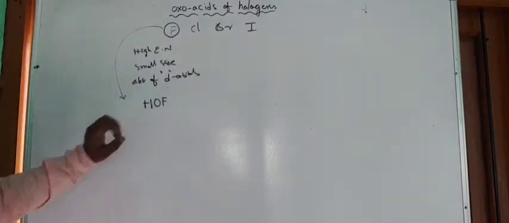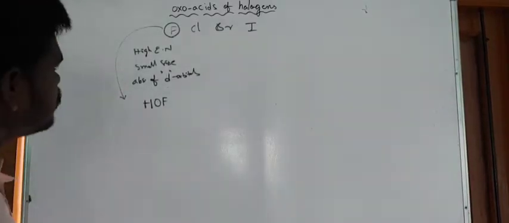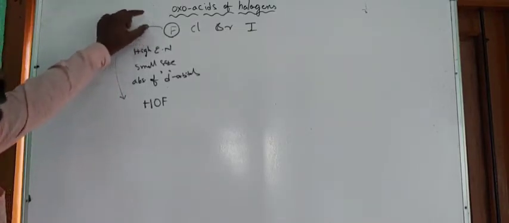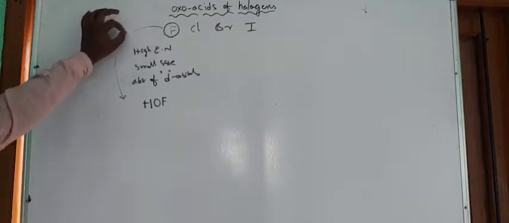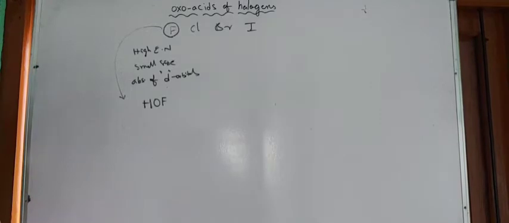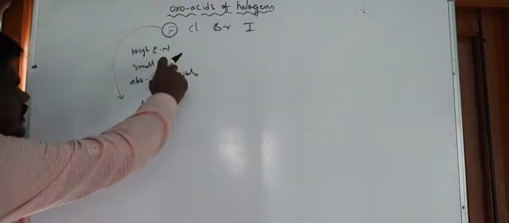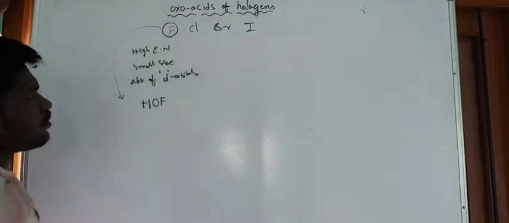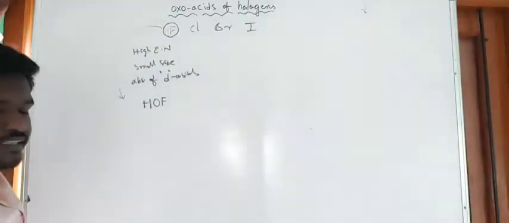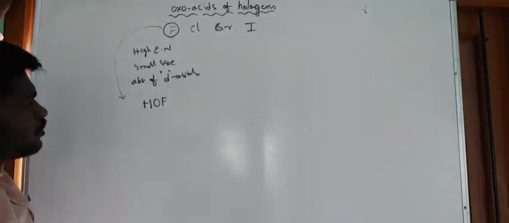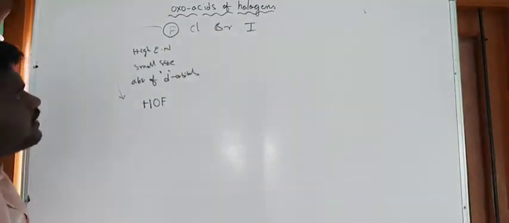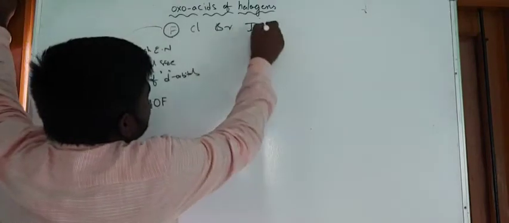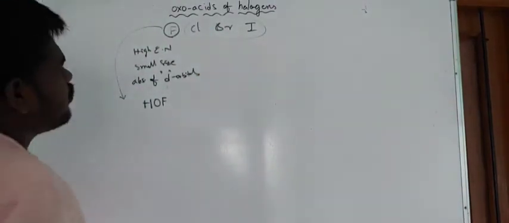hypofluorous acid. So here fluorine can form only one oxo acid. Due to the high electronegativity, small size, and next one absence of d orbitals, it is able to form only one compound, one oxo acid, that is HOF, hypofluorous acid. But remaining all, chlorine, bromine, and next one iodine.